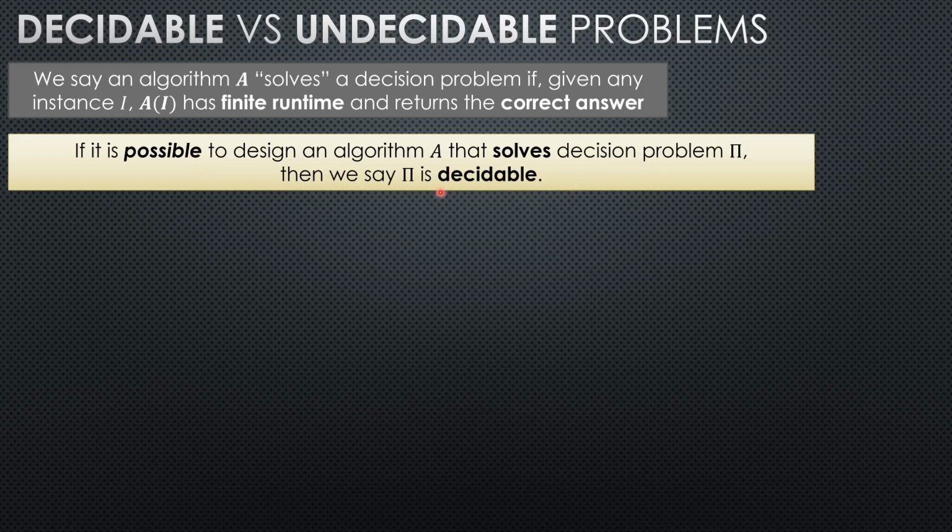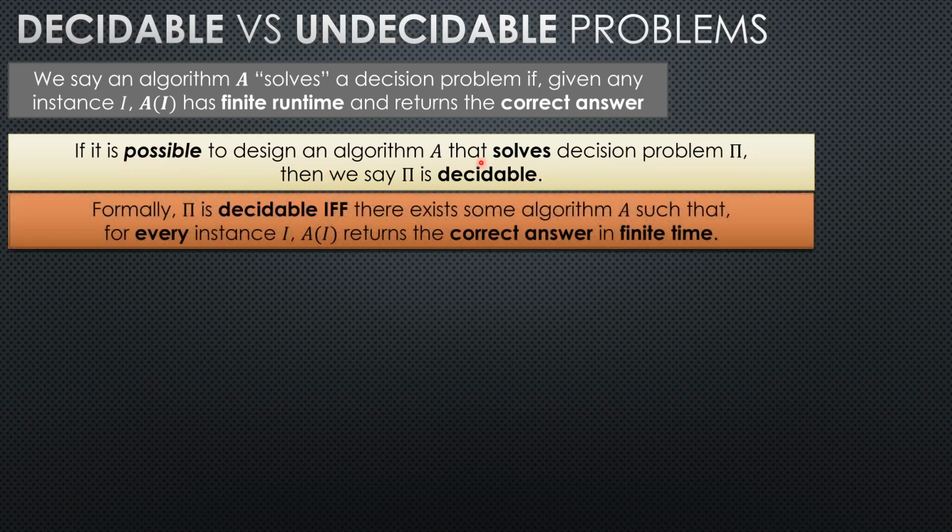If I ask you to prove that pi is not decidable, you must show that it's impossible to design such an algorithm that solves the problem. Okay? So let's get into this formally a little bit.